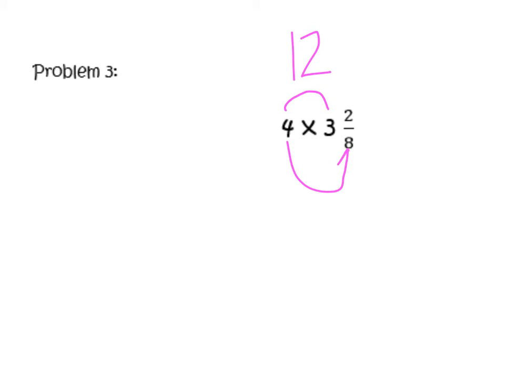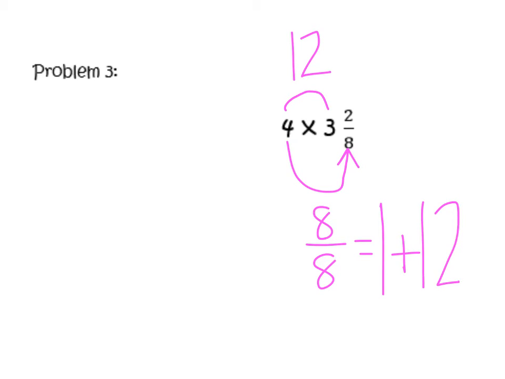Then I need to multiply the whole number by the fraction. So 4 times 2/8 is going to give me 8/8. Then I would need to change this 8/8 into a whole number. I know that 8/8 is equal to 1. Now I need to add it to the whole number 12, and I get 13.